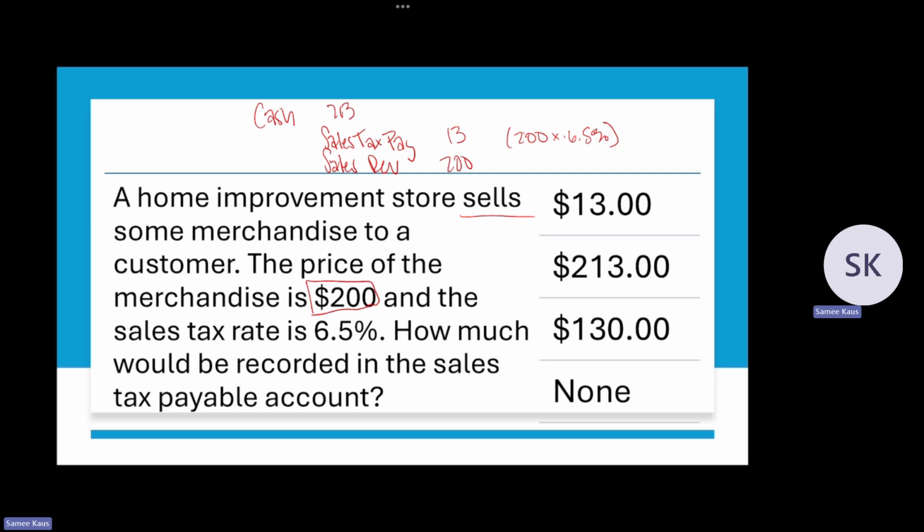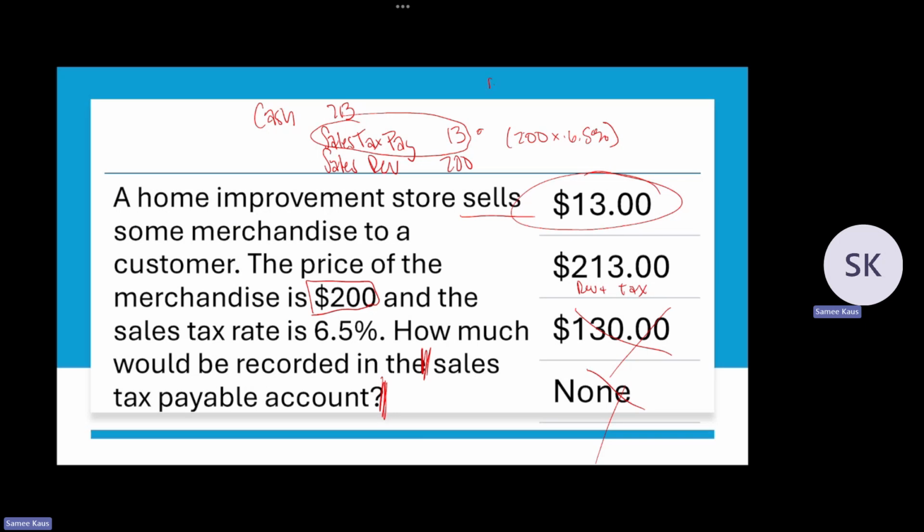Okay. So we need to understand what the question is asking, right? Which is how much would we record in the sales tax payable account, right? Well, that's going to be this $13 because the 213 is the total of revenue plus tax. Okay. Of course, I know I have an obligation to remit this to the US government. Okay. So then they probably remit this on like a quarterly basis or whatever it might be.